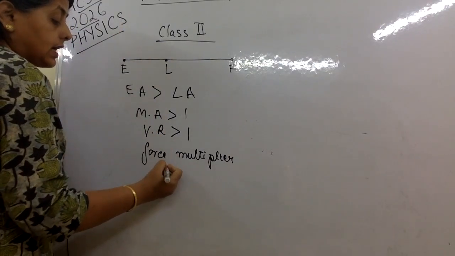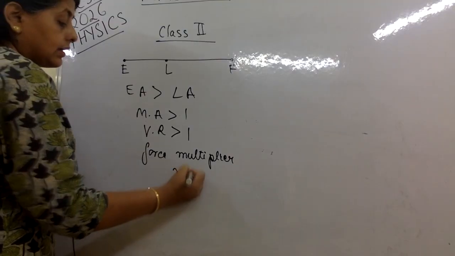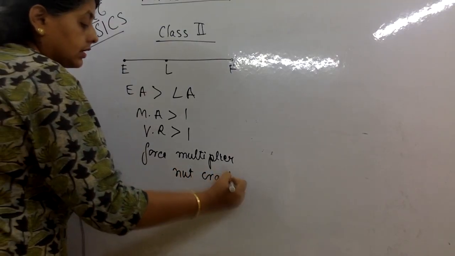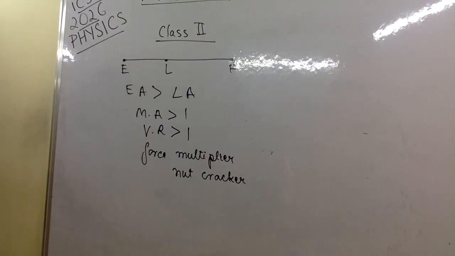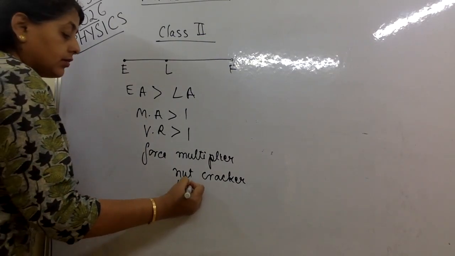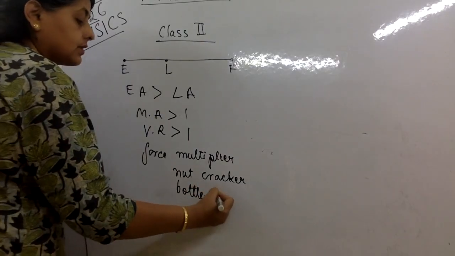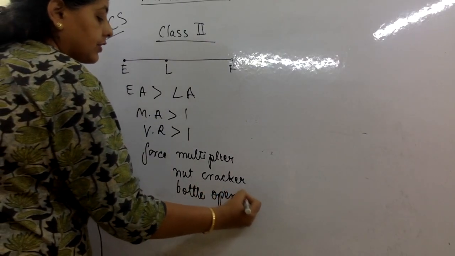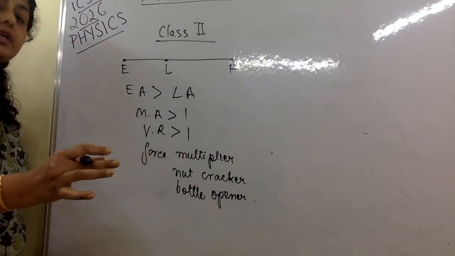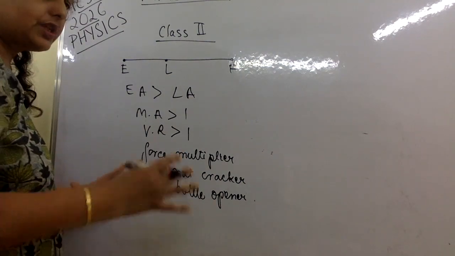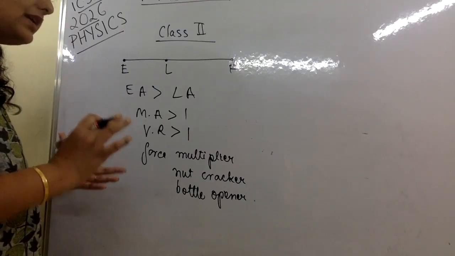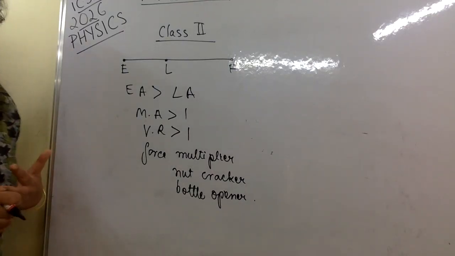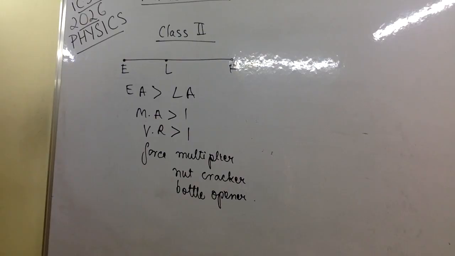Examples are nutcracker, because for a nutcracker you need a lot of force, and bottle opener. So you learn these, only these examples are enough. You can see your textbook and see those pictures. With the pictures they have given class 1, class 2, class 3. That much you can make an effort to remember, because they can ask you in MCQ.